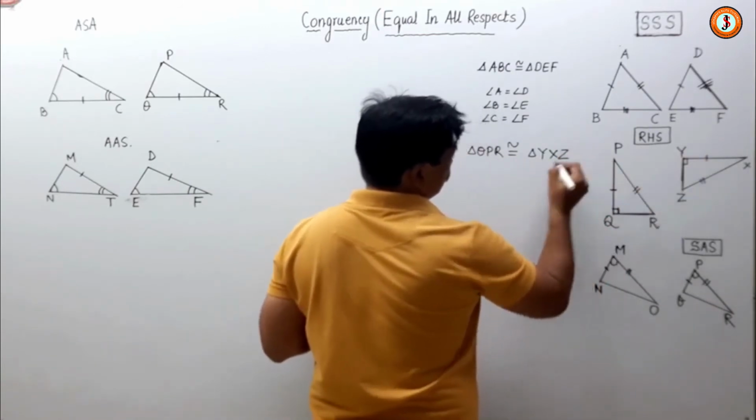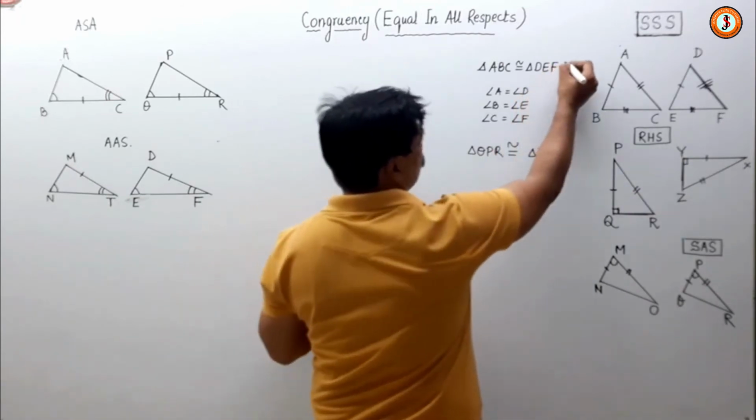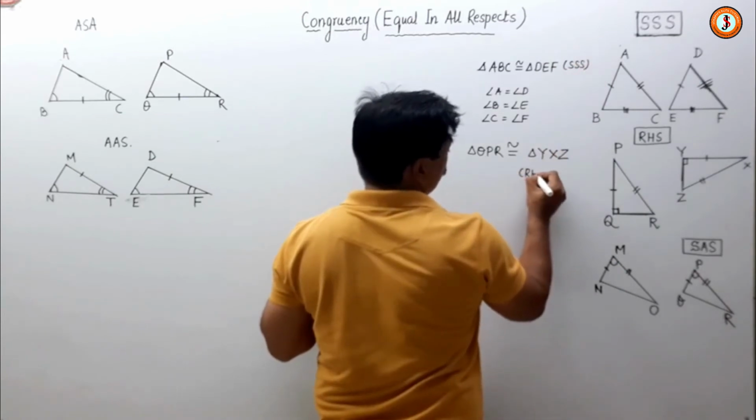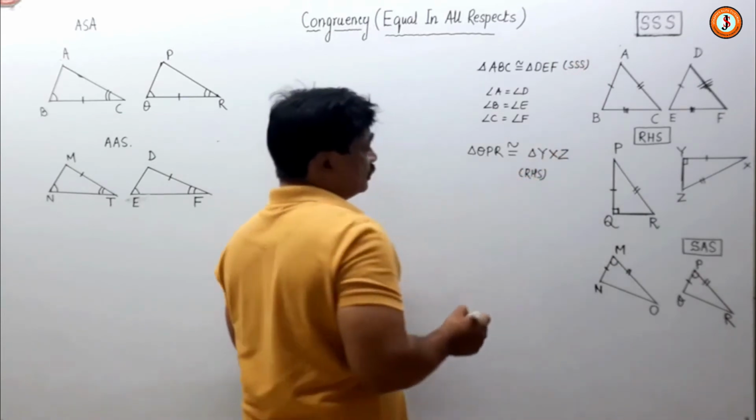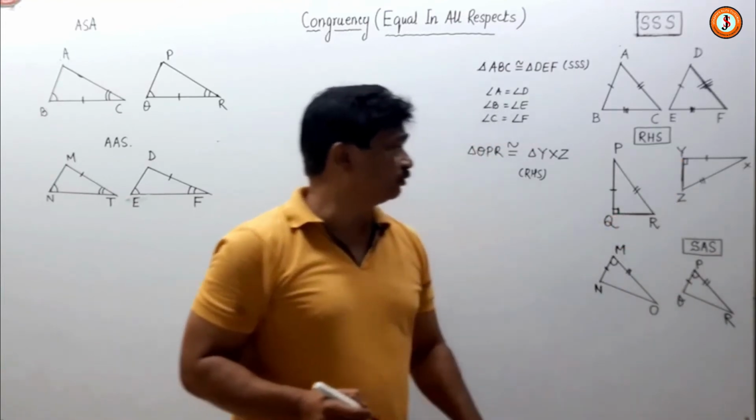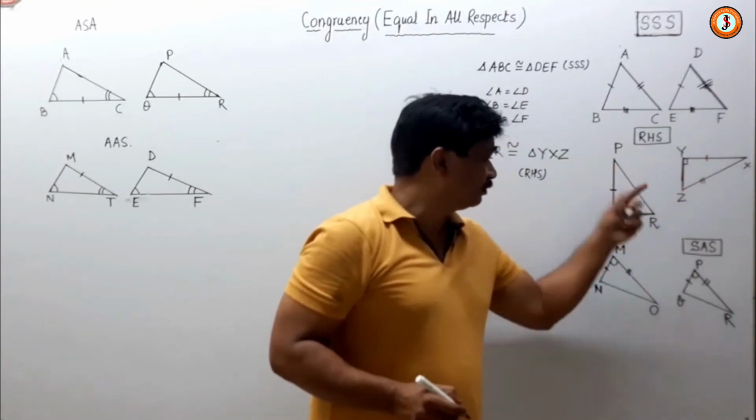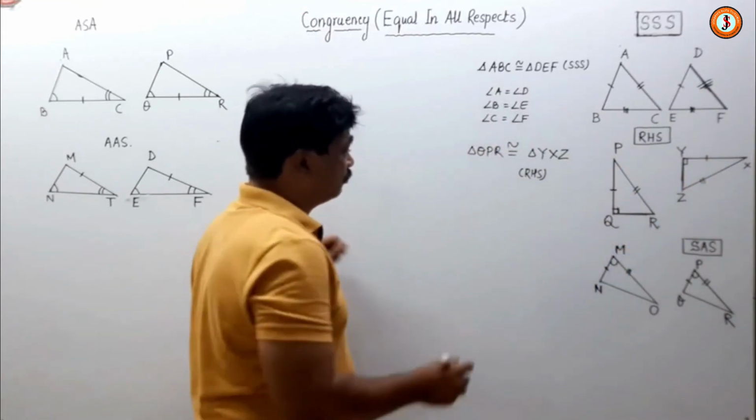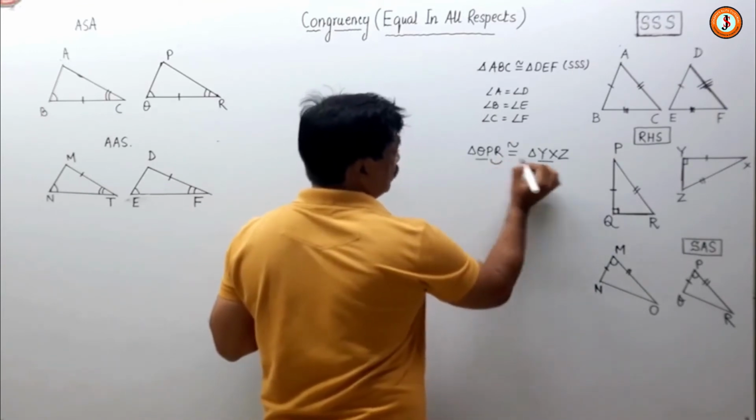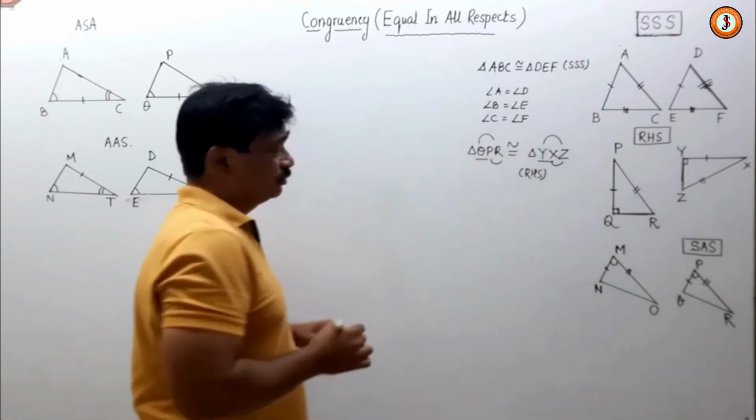So triangle QPR is congruent to triangle YXZ. Earlier this was congruent by SSS, and you have to always write the criteria. This is congruent by RHS. And then once you know the triangle is congruent, the remaining side QR will also be equal to YZ. The remaining angle P will be equal to angle X, and angle R will be equal to angle Z. From here you can also put the equal sides: QP is equal to YX, PR is equal to XZ, and QR is equal to YZ.